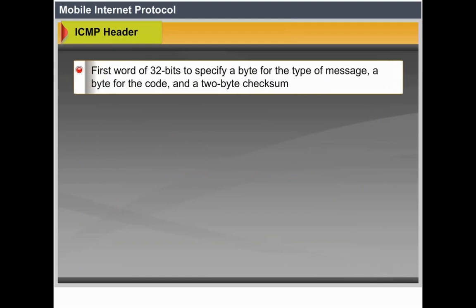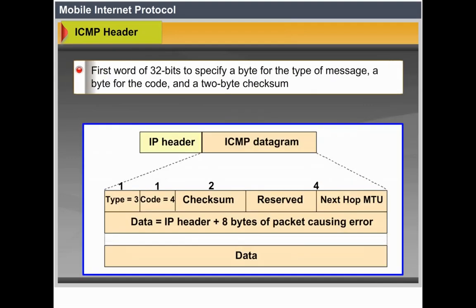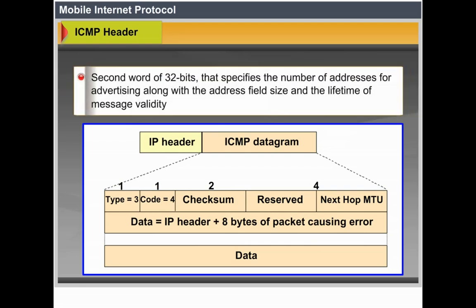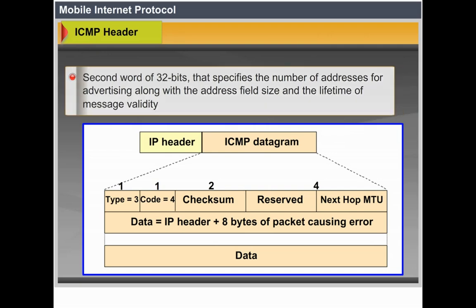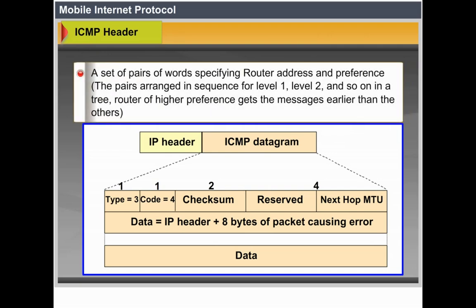ICMP header. The first word of 32 bits specifies a byte for the type of message, a byte for the code, and a 2-byte checksum. The second word of 32 bits specifies the number of addresses for advertising along with the address field size and the lifetime of message validity. Then a set of pairs of words, each specifying router address and preference. The pairs are arranged in sequence for level 1, level 2 and so on in a tree. A router of high preference gets the messages earlier than the others.